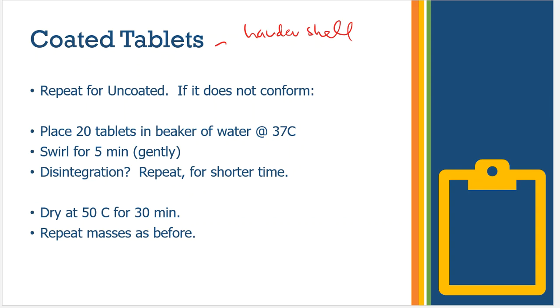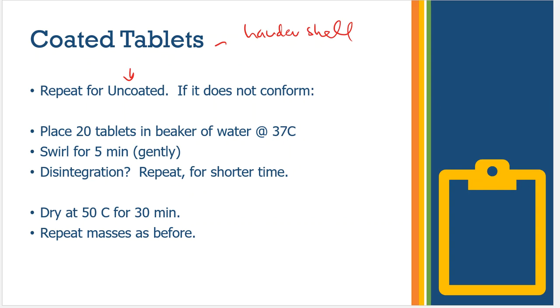So the harder shell takes a little bit of time. It starts to slowly disintegrate, to slowly break apart. And that shell is additional mass used in the manufacturing process, and that could contribute to weight variation if we're not very careful. So the coated tablets, that's what these are. We are going to repeat the process for uncoated.